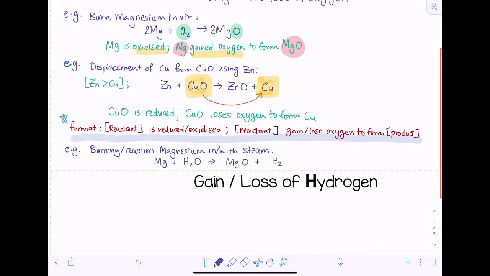Now, I will pause for a second for you to ponder. Can you spot a reactant that undergoes oxidation? And likewise, can you also spot a reactant that undergoes reduction? Pause this video, because in a couple of seconds I'm going to start talking again.